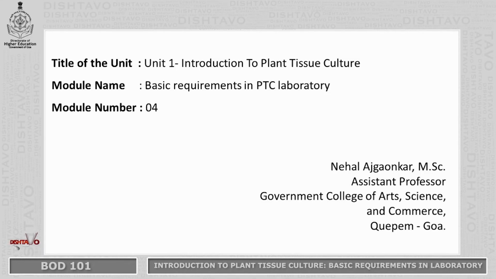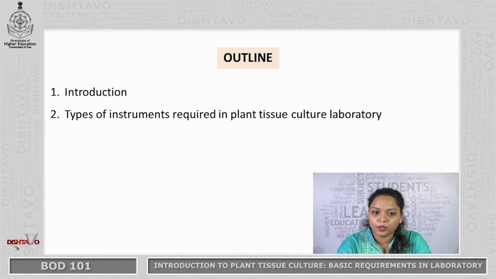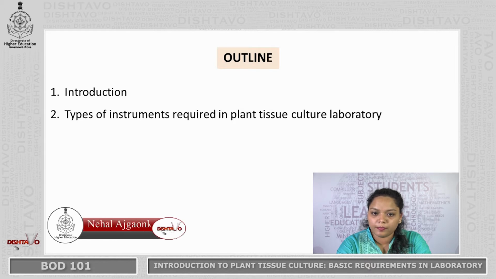Title of the unit is Unit 1, Introduction to Plant Tissue Culture. Module name is Basic Requirements in PTC Laboratory, that is Plant Tissue Culture Laboratory. Module number is 04. The outline of this module is Introduction to Plant Tissue Culture Laboratory and the types of instruments required in Plant Tissue Culture Laboratory.